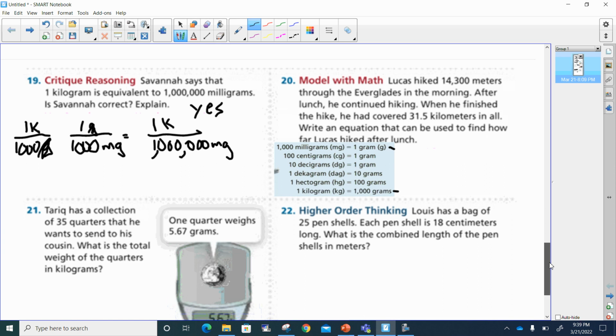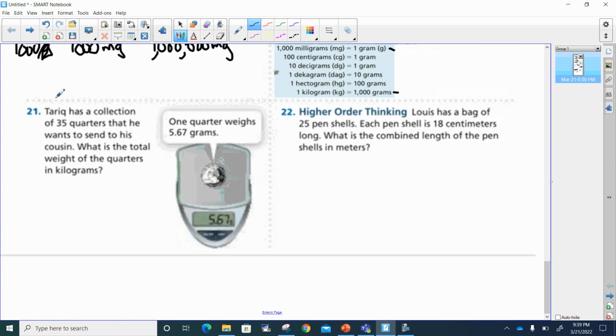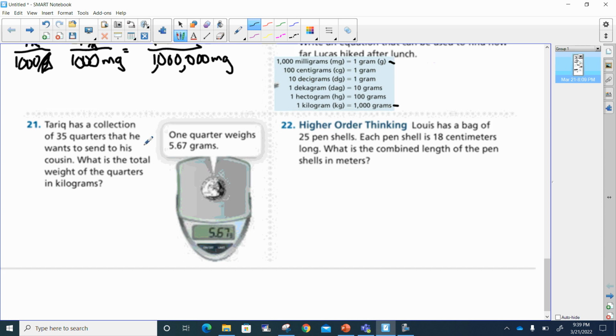All right, let's look at this last one. It says Tariq has a collection of 35 quarters that he wants to send to his cousin. What is the total weight of the quarters in kilograms? Well, we got the grams over here, so let's use that. 35 quarters. Well, 1 quarter weighs, and we're talking about quarters here, 1 quarter is equal to 5.67 grams.